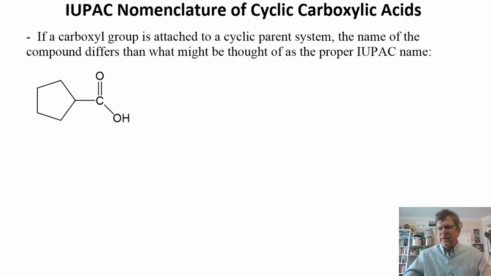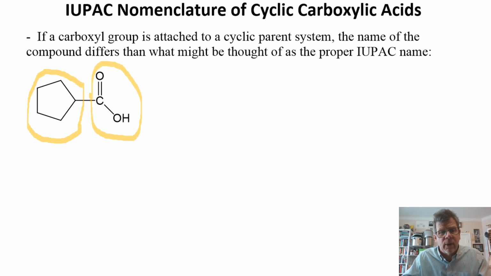Sort of an anomaly in the IUPAC nomenclature of carboxylic acids is the nomenclature of cyclic carboxylic acids, where we have a cycle and attached to it is a carboxyl group. Now, if we have this going on, one might think, using the IUPAC nomenclature we had looked at before, that this would be cyclopentanoic acid. Why cyclopentanoic acid? Because that is 5 carbons, that's cyclopentane, and we have a carboxylic acid, so cyclopentanoic acid.